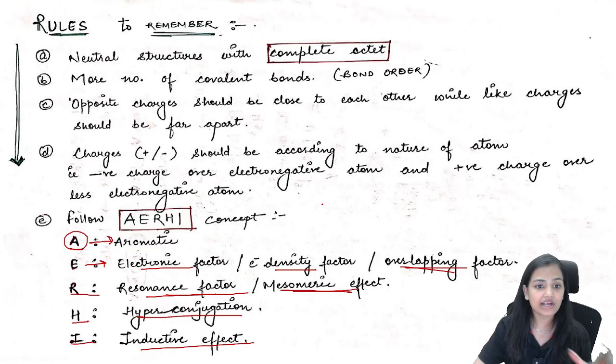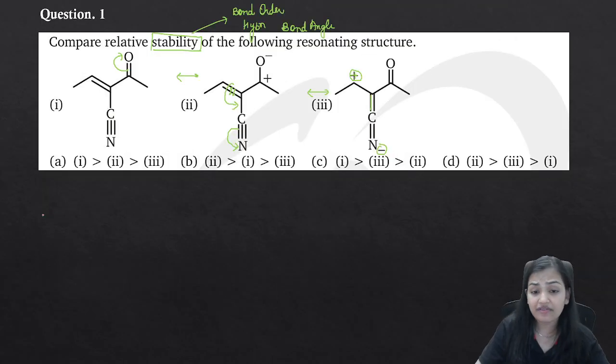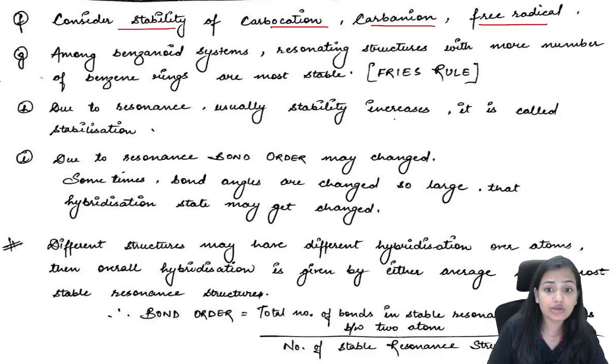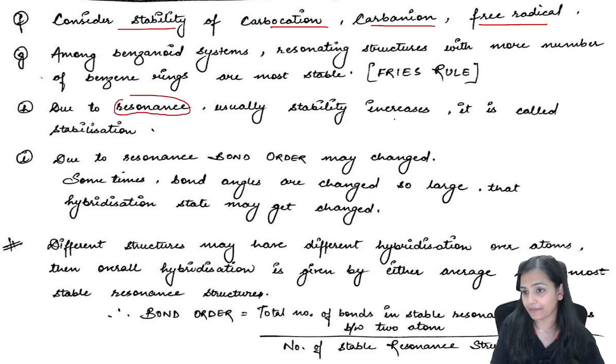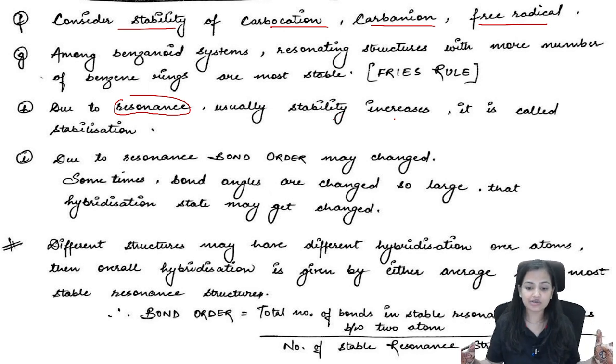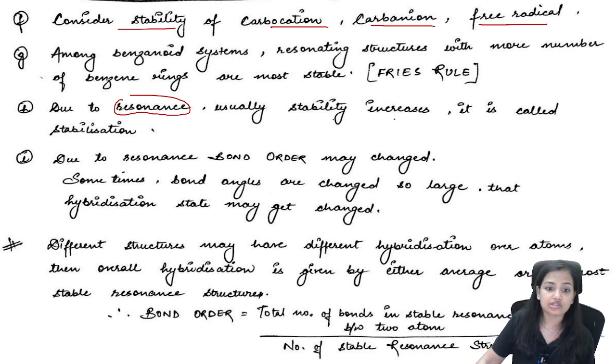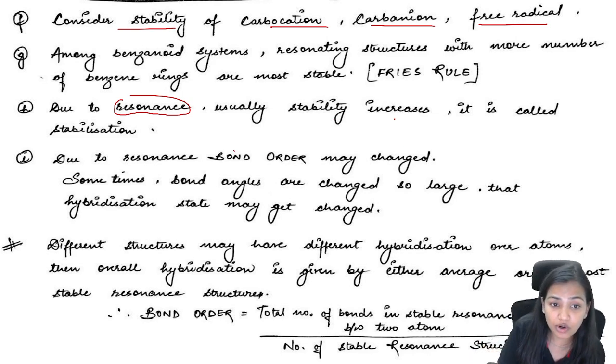Whatever I have explained to you is given in this particular slide. So what are the factors, how we have to follow and why we have to follow? Let me tell you why. Usually resonance leads to more stability. So if we know that out of these three resonating structures, this particular structure is the most stable, that particular structure is going to decide your bond order.